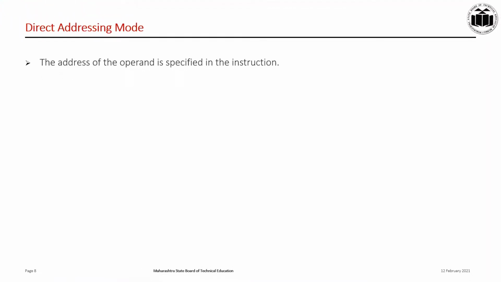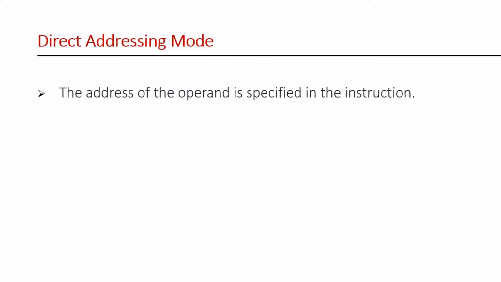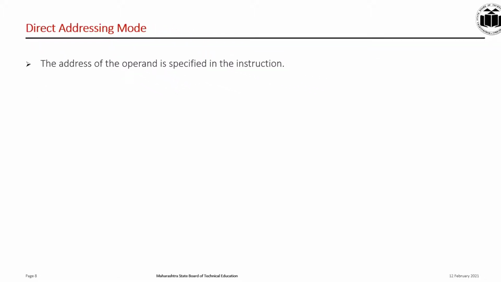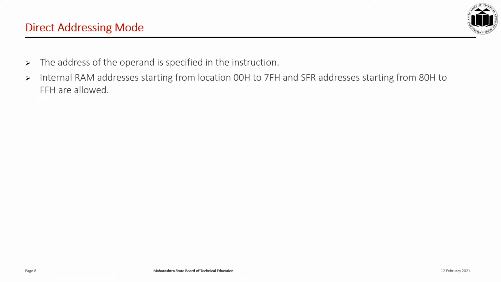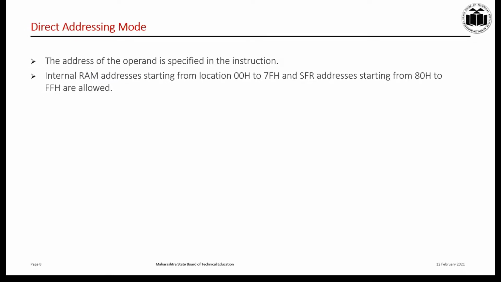Direct addressing mode. In this addressing mode, the direct address of the operand is specified in the instruction itself. Internal RAM addresses starting from location 00 to 7FH and SFR addresses starting from 80H to FFH are only allowed in the direct addressing mode.